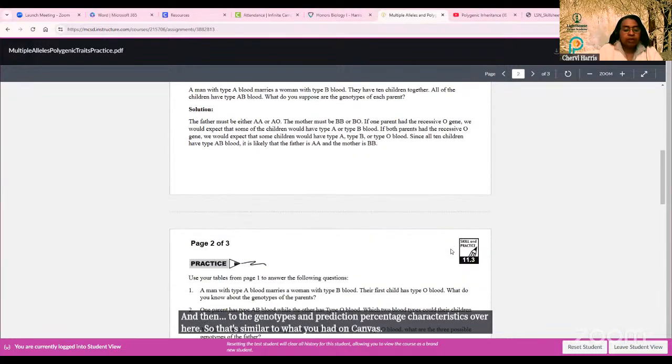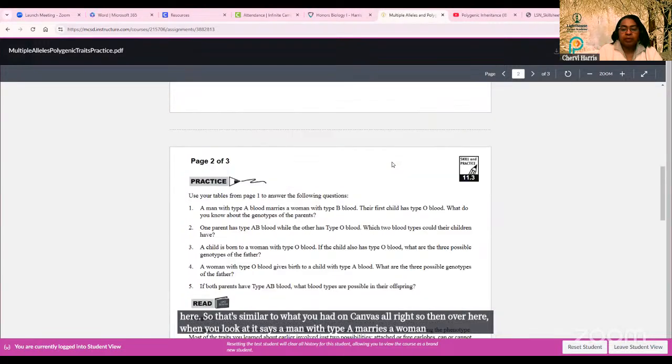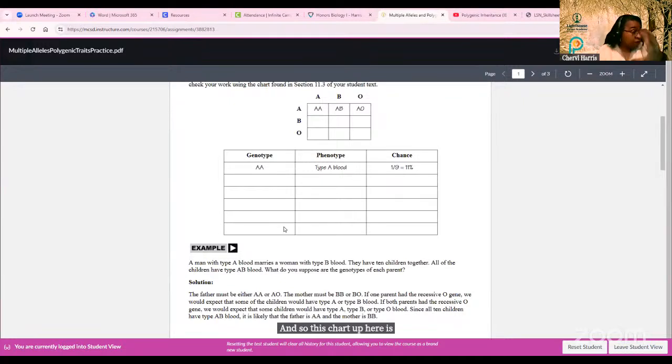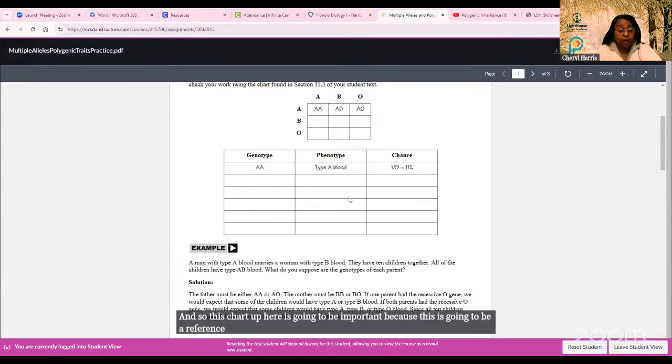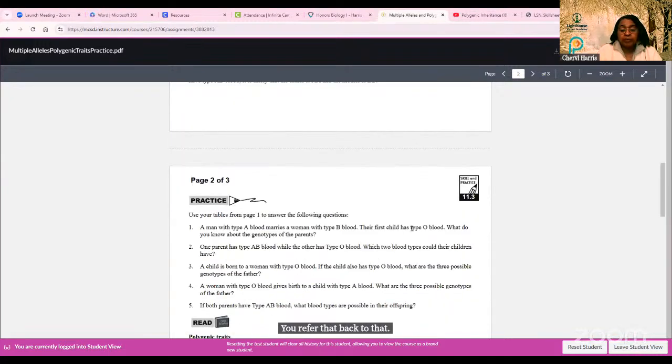All right, so then over here, when you look at it, it says a man with type A marries a woman with type B. And so this chart up here is going to be important because this is going to be a reference for you. So if you do this one right, you refer back to that as how you answer these over here. Their first child is type O. What do you know about the genotypes of the parents?